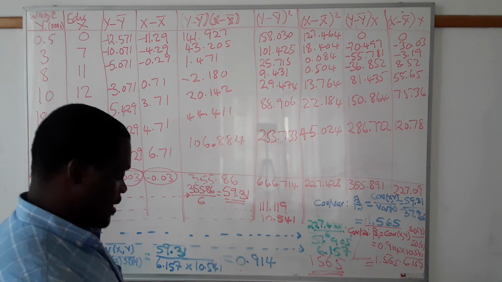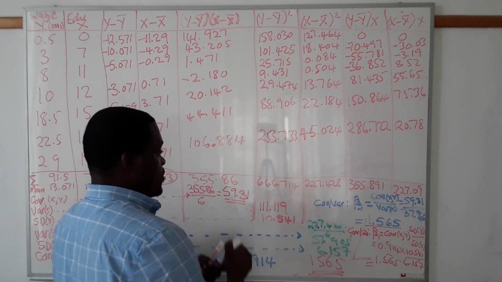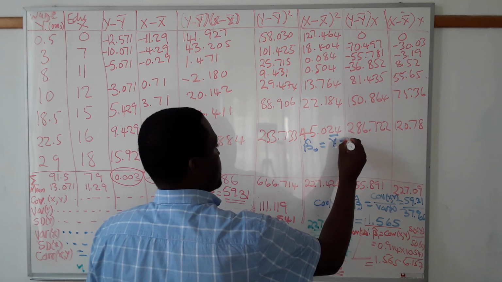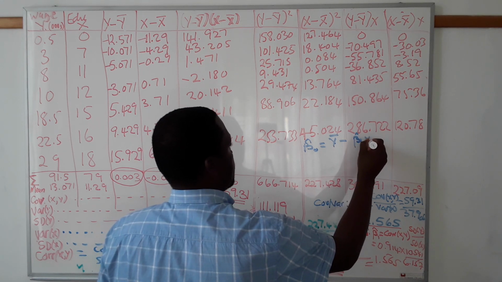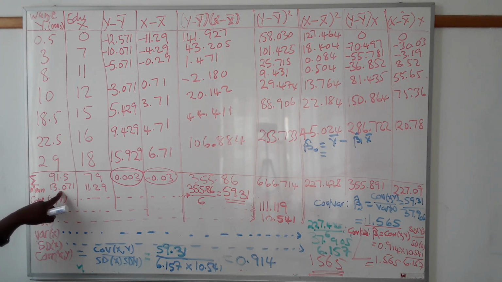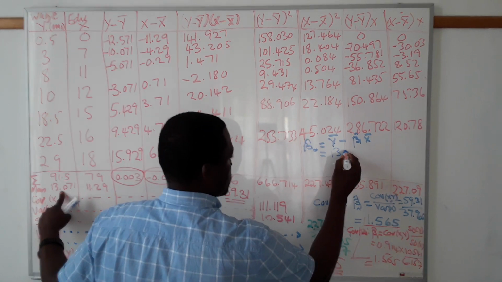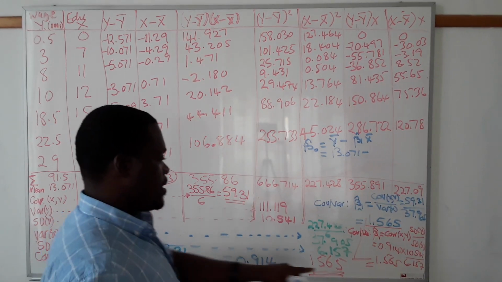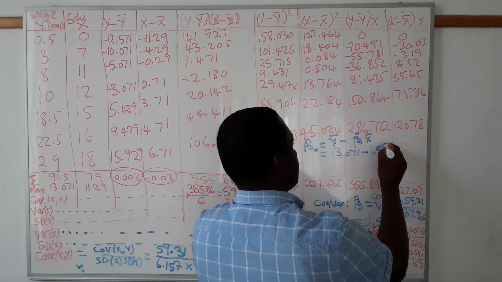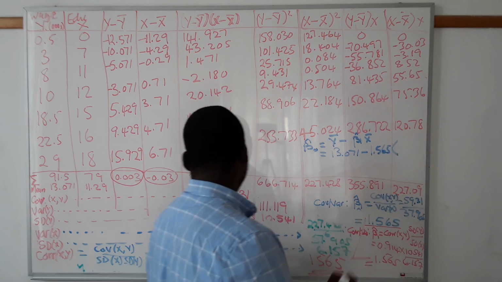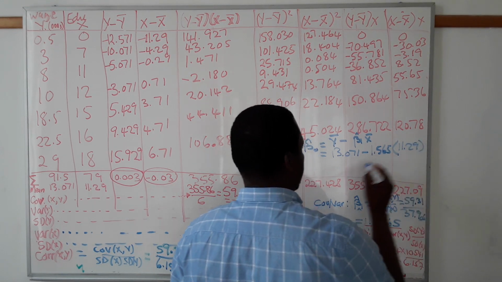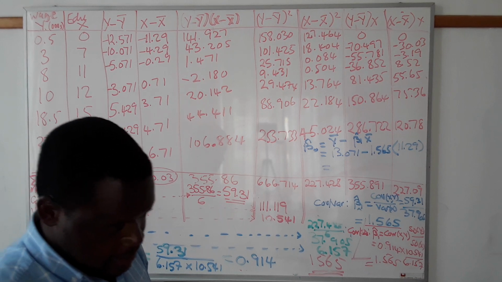This is not 1.565, it's actually 1,565 rands. Okay, now how do we get our beta hat naught? Our beta hat naught is y bar minus beta hat 1 times x bar. Our y bar is this number here, which is 13.071, minus our beta there, which is 1.565, times our x bar, which is 11.29. You can simplify that.